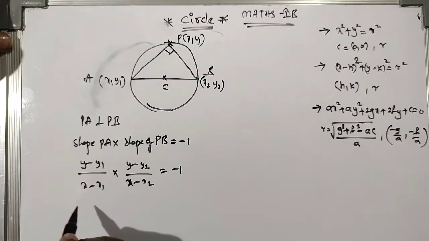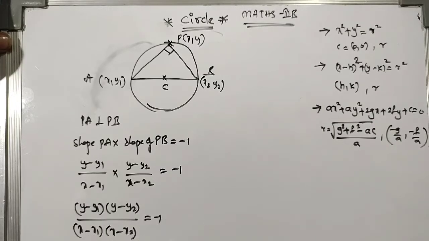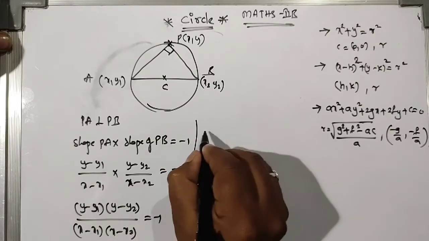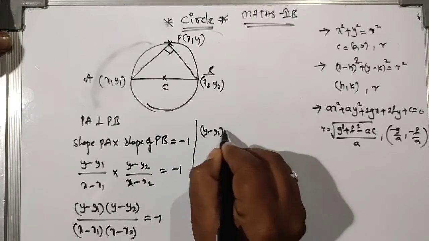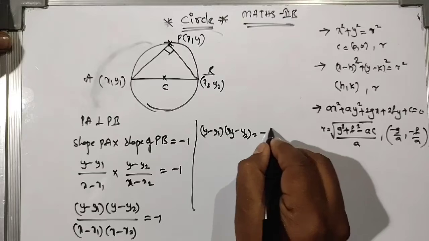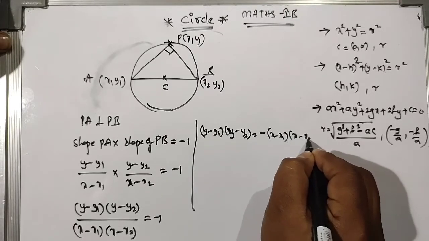So now take that here, keep y minus y1 into y minus y2 by x minus x1 into x minus x2 is equal to -1. Now transpose these two: y minus y1 into y minus y2 is equal to minus of x minus x1 into x minus x2.